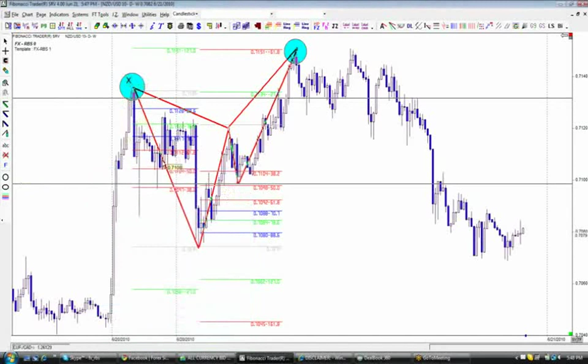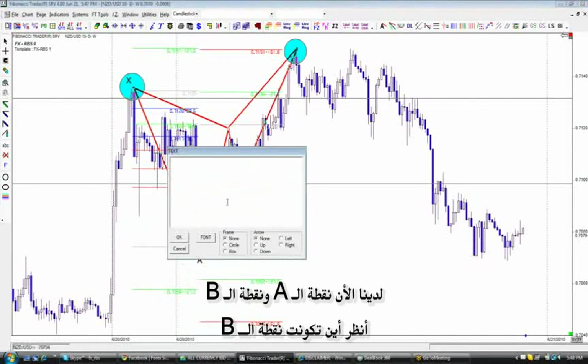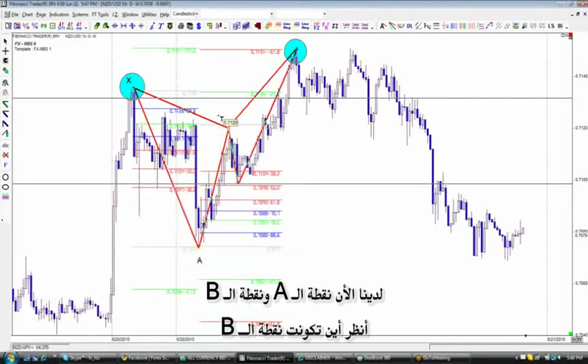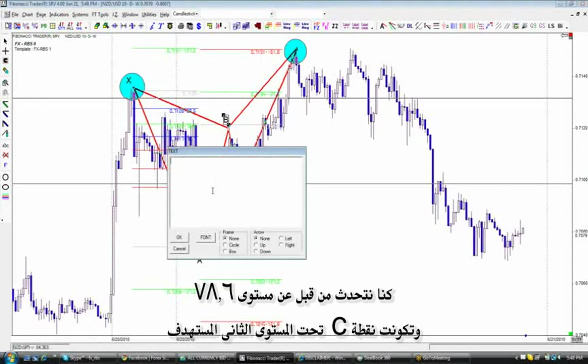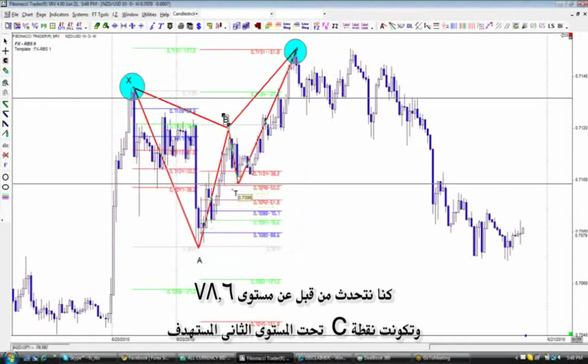Okay, finally. Then we have the A, we have the B. Look where the B is formed. We were talking about the 786 level. B is formed right at the 786. Now, C is formed just below the 382.